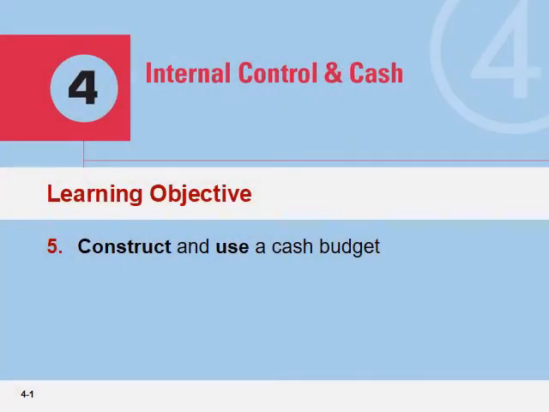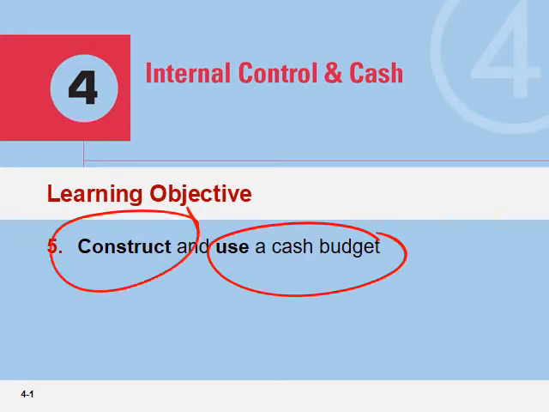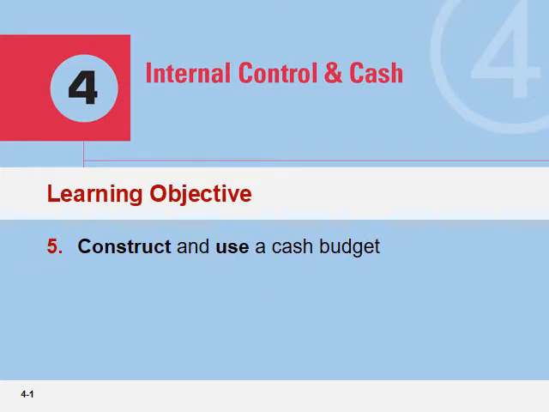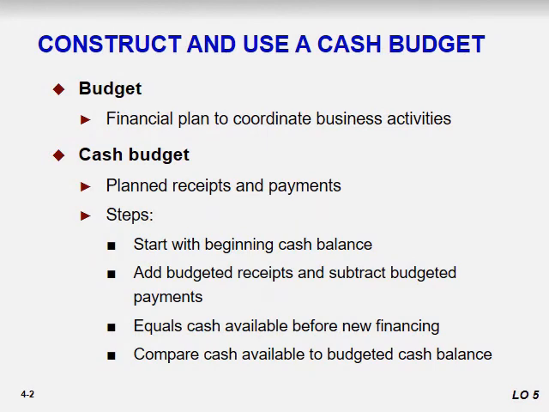And now let's talk about the construction and use of cash budget. So a budget is a financial plan to coordinate business activities. The cash budget is the planned cash receipts and cash payments.